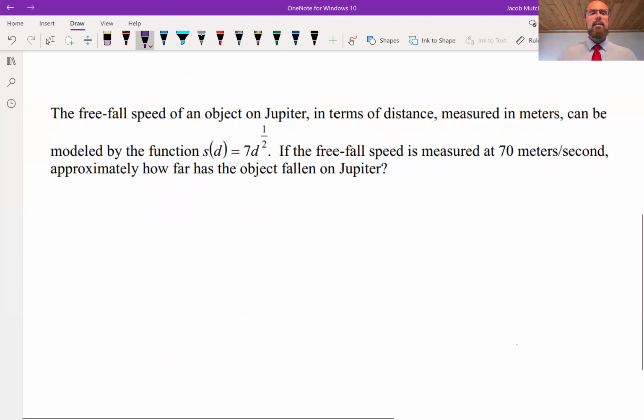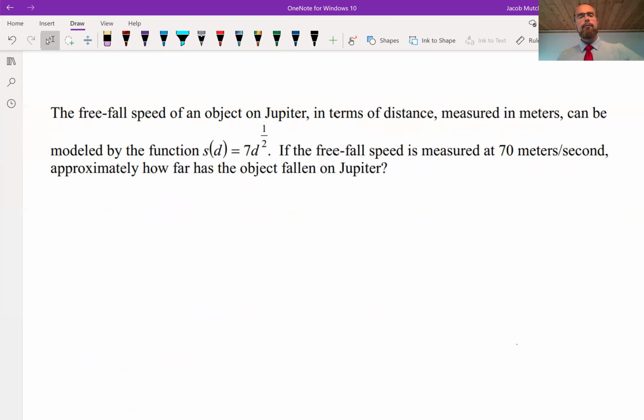So our second example starts by describing the free fall speed of an object on Jupiter in terms of distance measured in meters can be modeled by the function s of d equals 7 times d to the power of 1/2. If the free fall speed is measured at 70 meters per second, approximately how far has the object fallen on Jupiter? So let's notice what's similar here compared to our previous example.